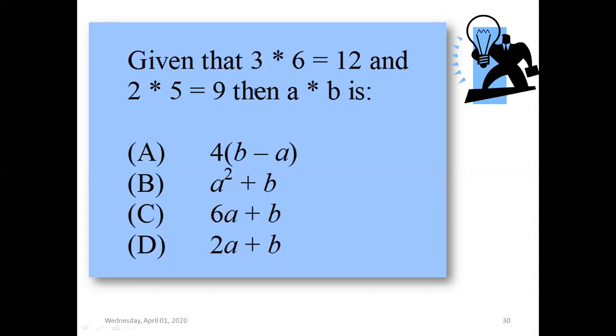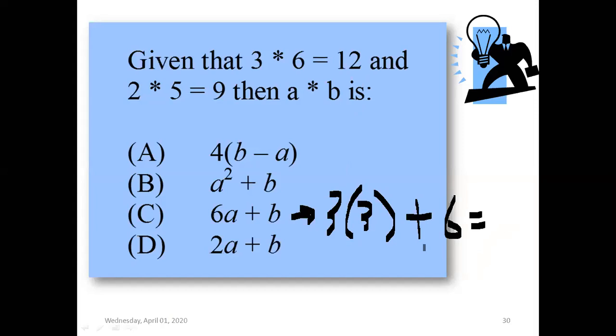If I replace A and B with 3 and 6, I would get 3 times A, and A is 3. And what is B? B is 6, not true? So 3 threes are 9, and 9 plus 6 is what? It's 15. But when you notice, they say it must equal what? 12. That means C cannot work, because we get 15, not 12.